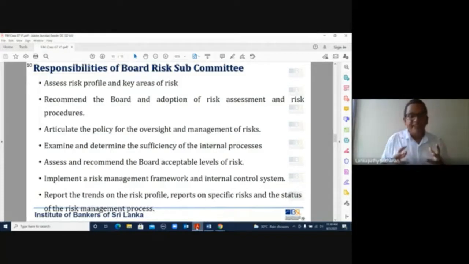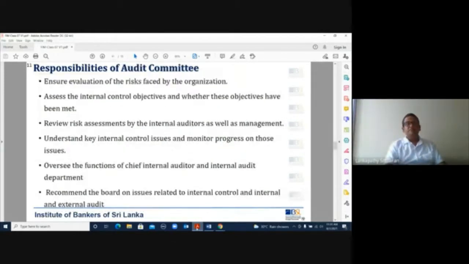For example, these days online transactions are going on. So the board risk subcommittee has to ensure that all online payments are safe, and whether any hackers can access the database and do something harmful to the bank. They have to assess these things. Implementing the risk management framework and internal control system is also the responsibility of the board of directors, and reporting on trends in the risk profile, on specific risks, and on the status of the risk management process is one of the responsibilities.